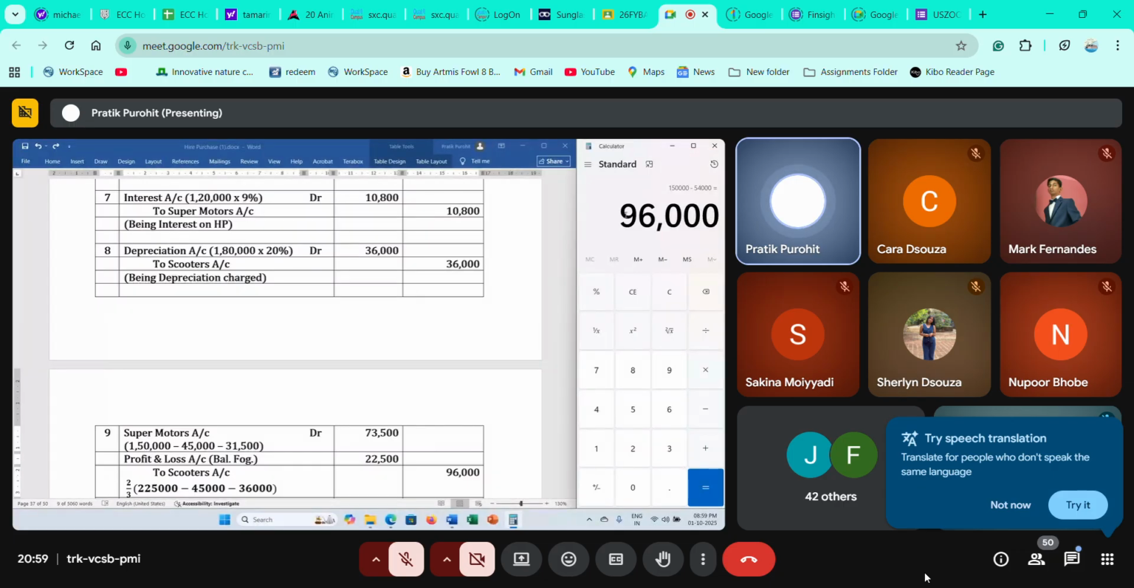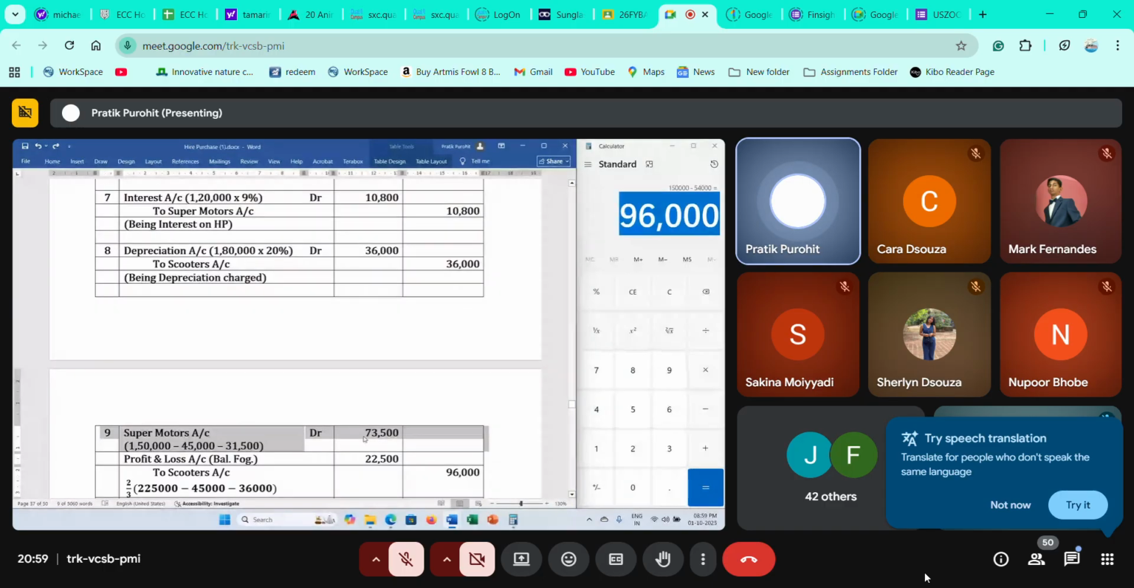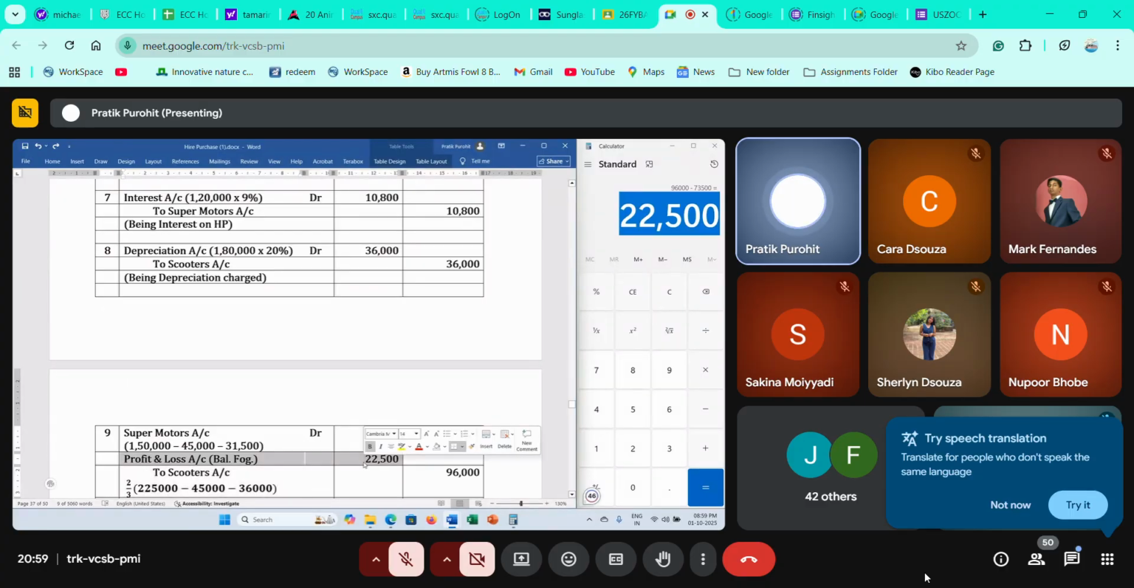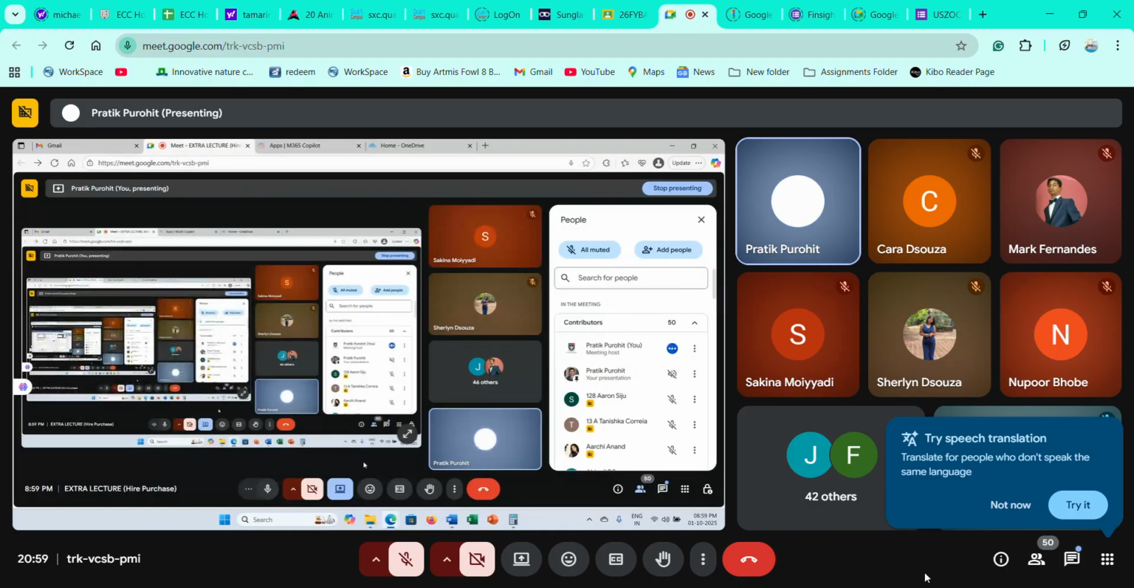In my books the value of those assets is 96,000 rupees, but Supermotors states I will take them at 73,500 rupees. So that means an asset of 96,000 is taken at 73,500, which means there is a loss to me. And how much is the loss? The difference between the two. So minus 73,500, it's a loss to me of 22,500, which I am charging to your profit and loss account. Understood this part? How did this entry come?